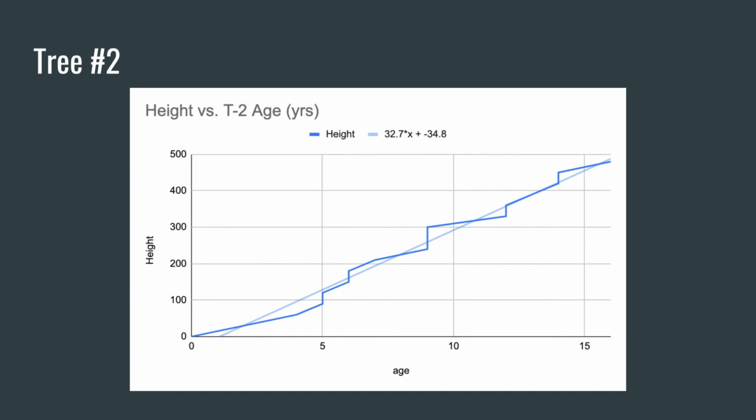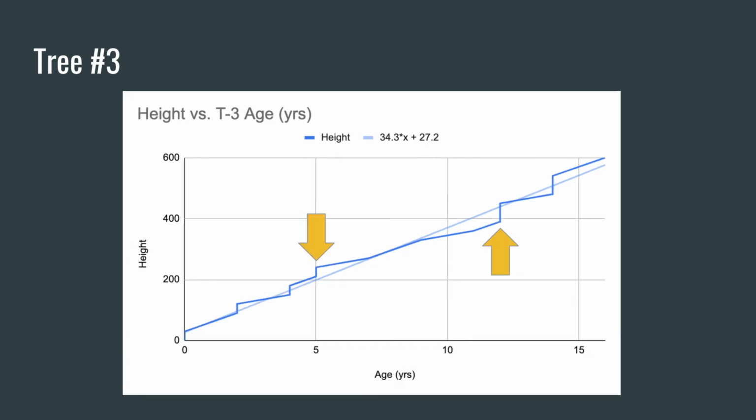and the shading from the neighboring trees. Finally, we have the graph for tree number 3, which was located at the bottom of the valley. So here we can see that it follows the trend line, and we see a decreased growth rate from age 5 to around age 12.